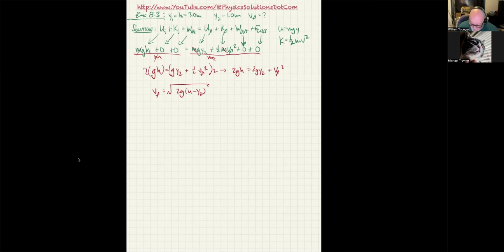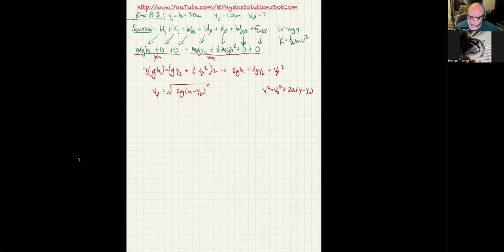Now, if you notice, that looks just like v squared equals v0 squared plus 2a times (y minus y0). This is the exact same equation, except v0 is 0, a is g, and y0 and y are h and y2. So it gives you exactly back the same kinematic equation. But in this case, you couldn't just use the kinematic equation because you don't know that the acceleration is constant, and that's when that equation is valid.